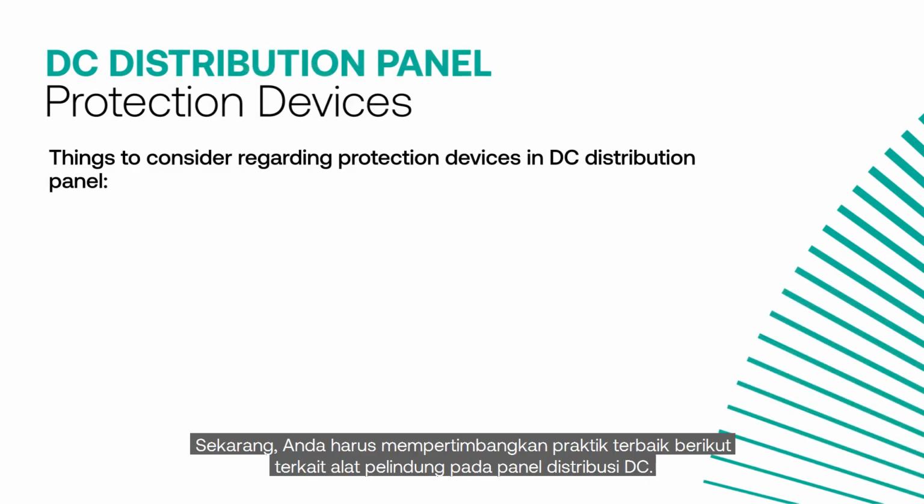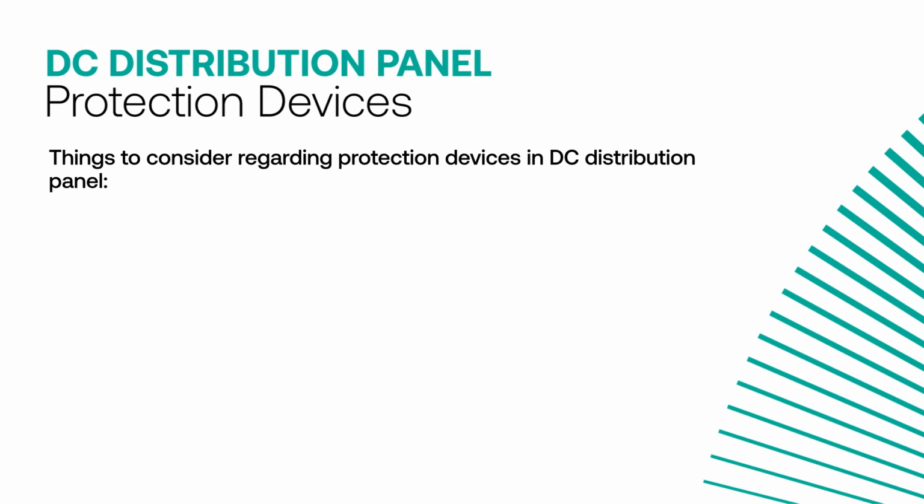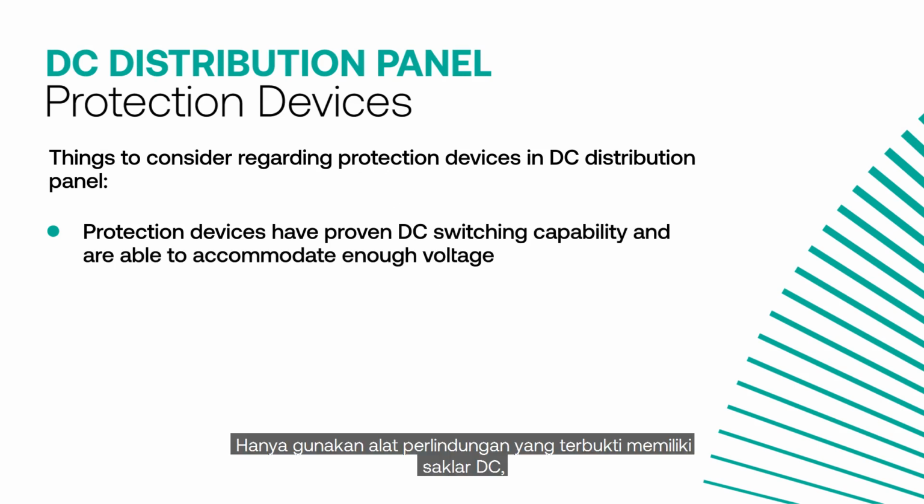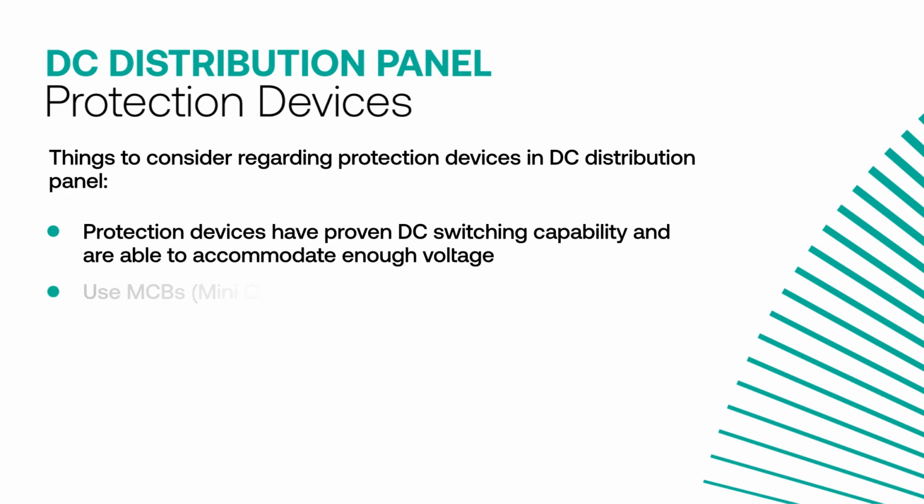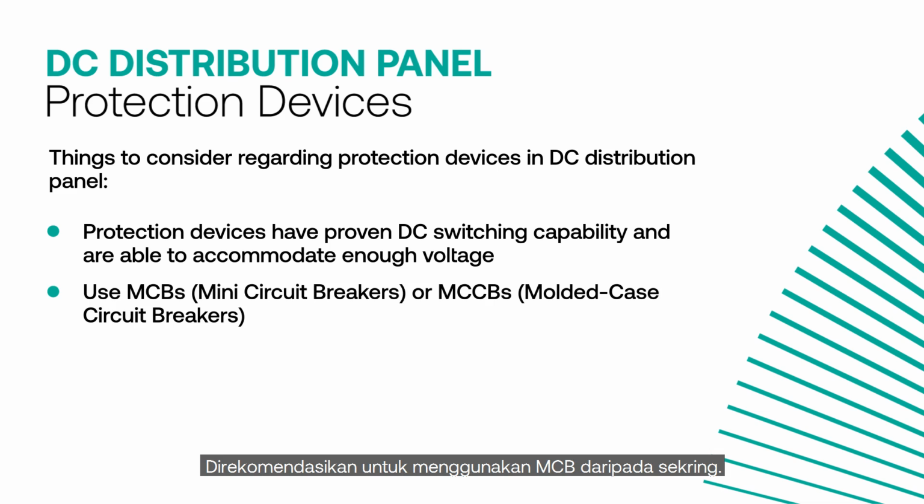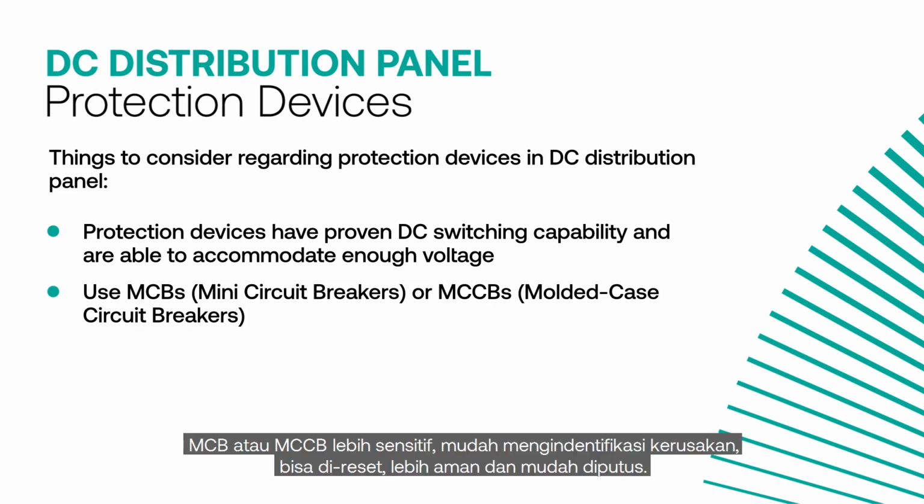Now, you should consider these best practices regarding protection devices in DC distribution panel. Only consider protection devices that have proven DC switching capability and are able to accommodate voltage up to the maximum battery voltage. It is recommended to use MCBs rather than fuses. MCB or MCCB is more sensitive, easy to identify faults, resettable, safer, and provides easy disconnection. Using fuse would require special tool and spare part that is often unavailable in rural areas.